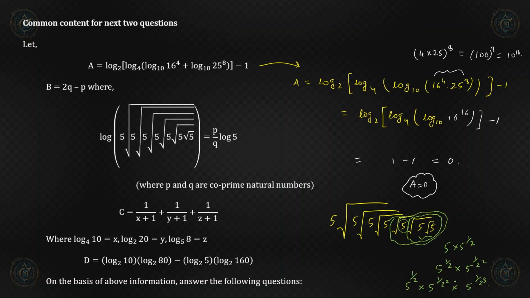Okay, so for each step, if we calculate similarly, we can say the pattern is clear. There are how many square roots here? There are 1 2 3 4 5 6 square roots. So we have 5 to the power half times 5 to the power half square into 5 to the power half cube into so on up to 5 to the power half to the power 6. Okay, so if we calculate the log of this quantity, this would be log of 5 to the power, these powers we can add, right? So half plus half square plus half cube plus so on up to half to the power 6.